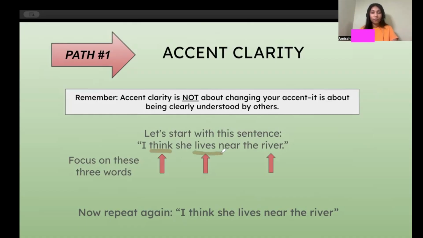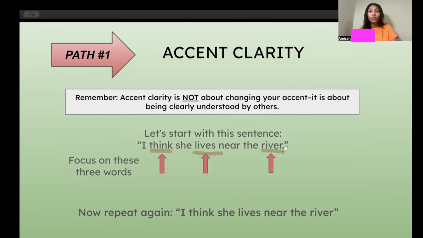Lives, lives. A lot of times I have people say Liz. No, Liz is a name. Lives, lives. You have to make sure that they pronounce every letter correctly. Lives, lives. Think, lives.